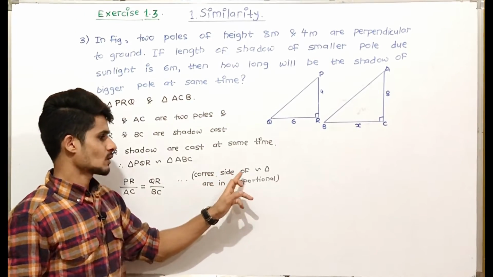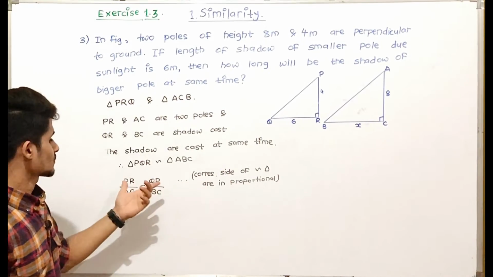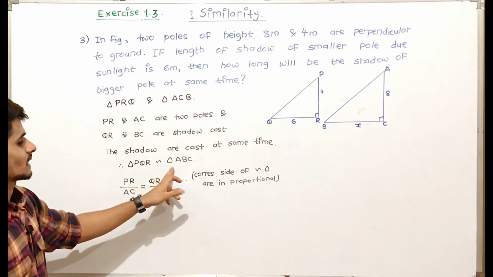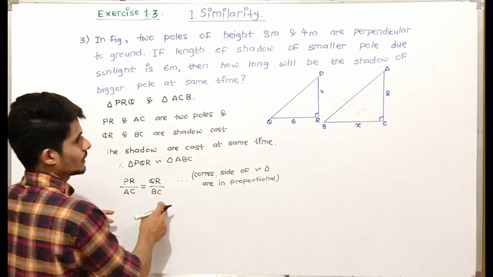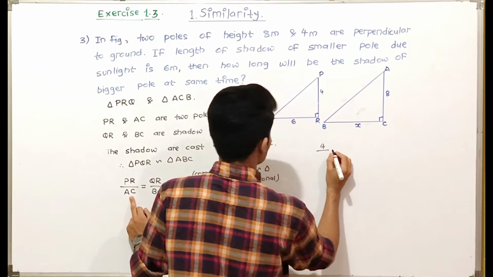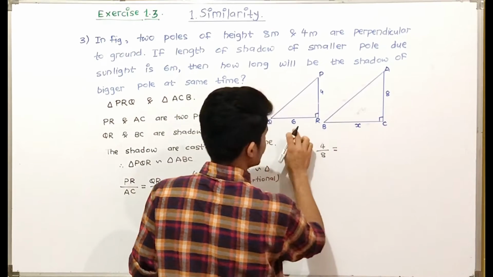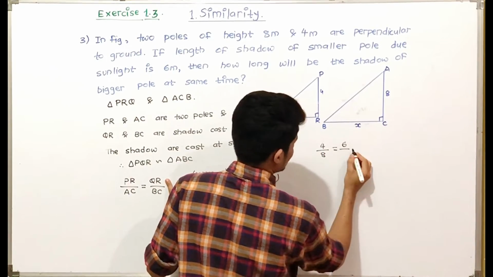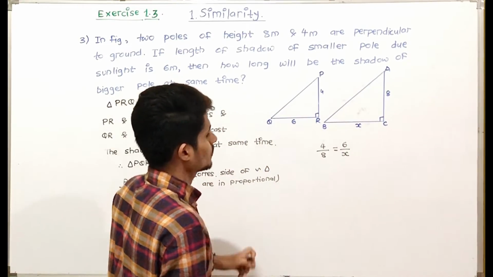Corresponding sides of similar triangles are proportional. So now we have the value: PR is 4, AC is 8, equals QR is 6, and BC, we have to find the value of BC.